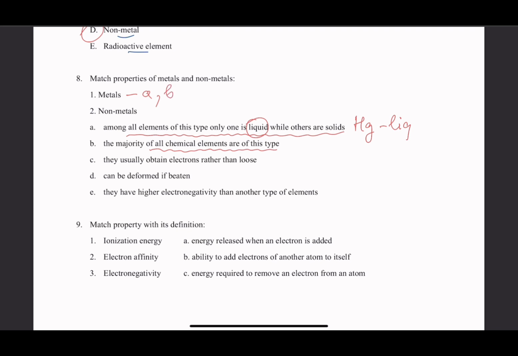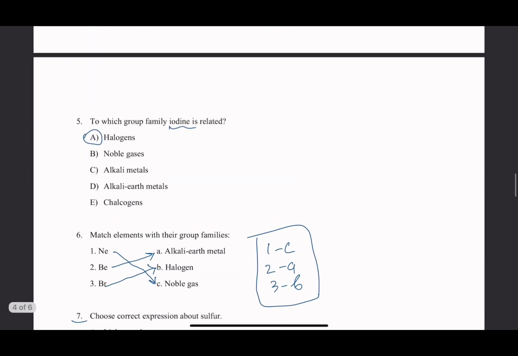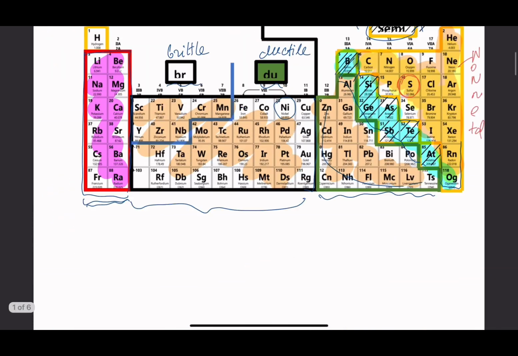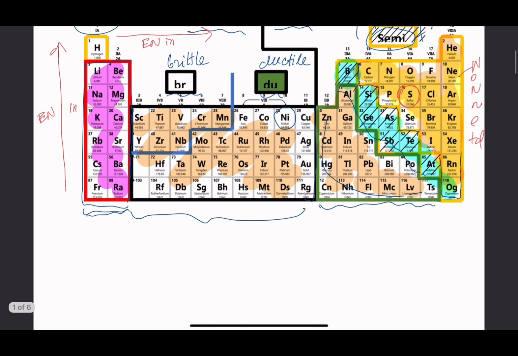And then for 2, they usually obtain electrons rather than lose them. We know this is a non-metal characteristic because non-metals have higher electronegativity. Now let's go back to the periodic table for this one. I know that electronegativity increases as I go up and as I go right. Electronegativity means obtaining electrons.